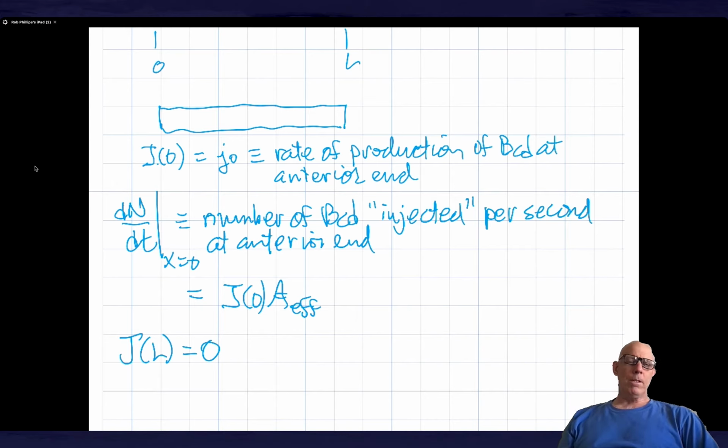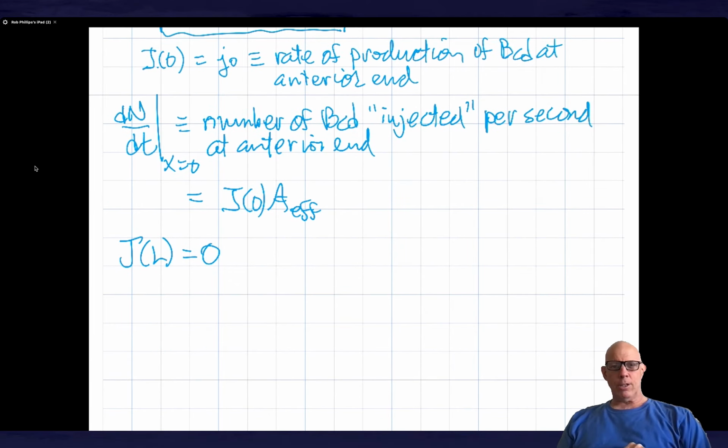In other words, no material should be flowing out from the right-hand side. So I have mixed boundary conditions. On the left side, I provide a flux boundary condition where I'm saying that I want stuff to be coming in from the left, but on the right-hand side, there's no molecules exiting. And so those are the boundary conditions.